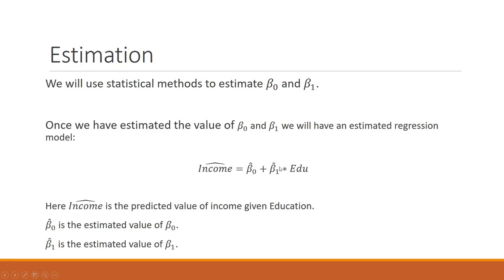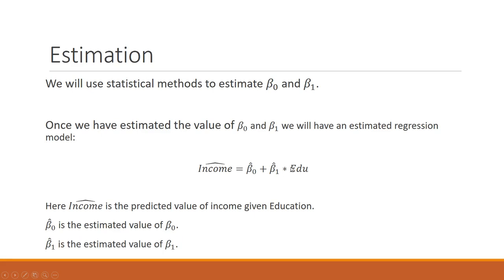So we perform some statistical technique, which we will go over later, that allows us to estimate beta 0 and beta 1. So we get beta 0 hat and beta 1 hat. These are estimates of the true beta 0 and the true beta 1. Once we do that, we can plug in education and calculate a predicted income value, a predicted income based on our linear model.